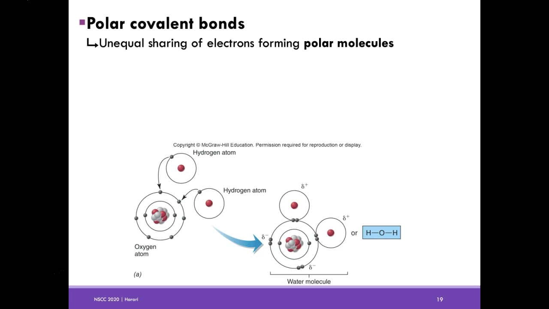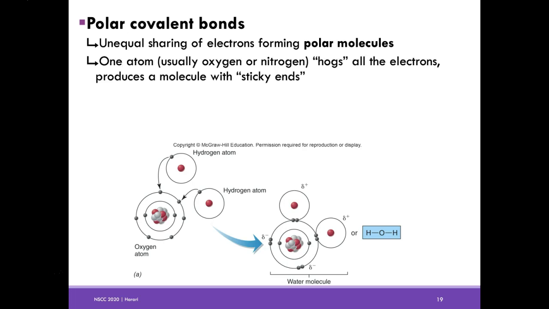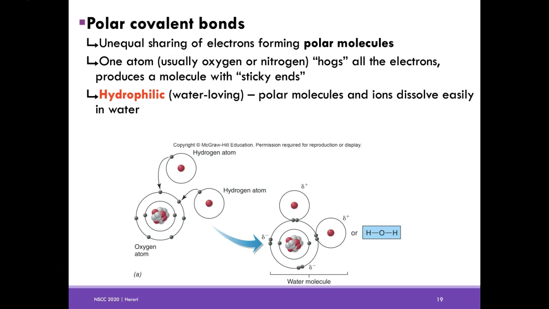A polar covalent bond is when you have unequal sharing of electrons, and therefore you're going to have a polar molecule. And a polar molecule usually happens when one atom, usually an oxygen or a nitrogen, hogs all the electrons away, where that one end becomes partially negative compared to the other end. So it kind of makes it like there's one end that's sticky, that each end has sticky ends. I'll explain, that will make a little more sense in a bit what the stickiness means.